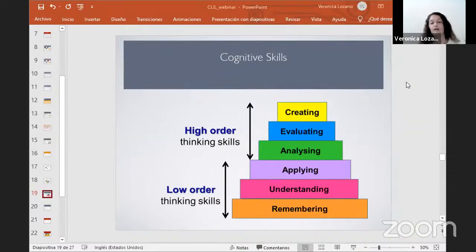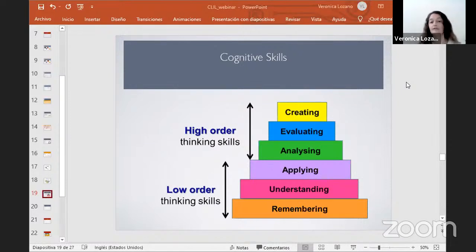Now, look at this and use the chat to tell me, what do you think? Which processes would require more language? Or more challenging use of language, more extensive use of language? Lower order or higher order thinking skills? Exactly, higher order, because lower order, you're doing things such as remembering. So probably you're going to answer with one word. Very good, thank you. I can see your answers.